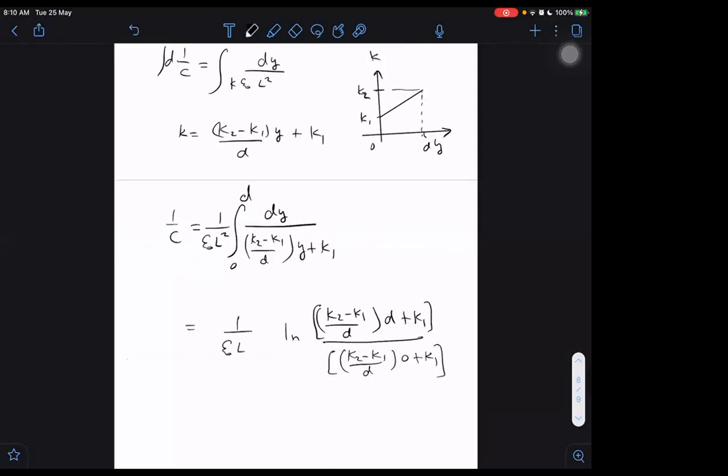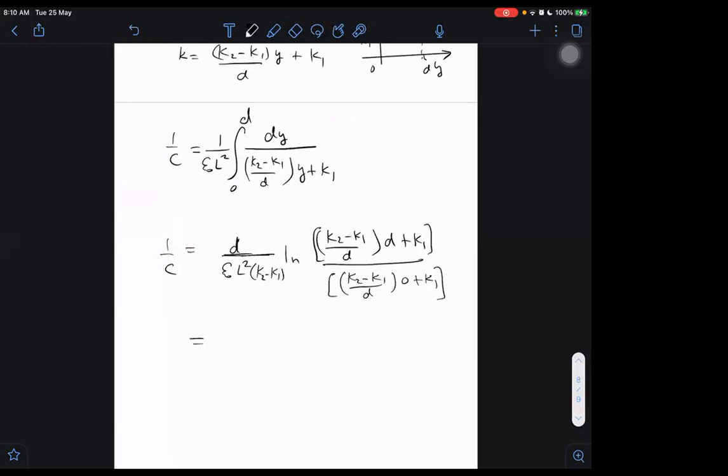1 by epsilon naught into L square, and here I have to take into d divided by K2 minus K1. Do you agree with what I have written? K2 minus K1 by d into y, K2 by K1. Y values I am putting as limits. Y value is 0 in one place and d in the other place.